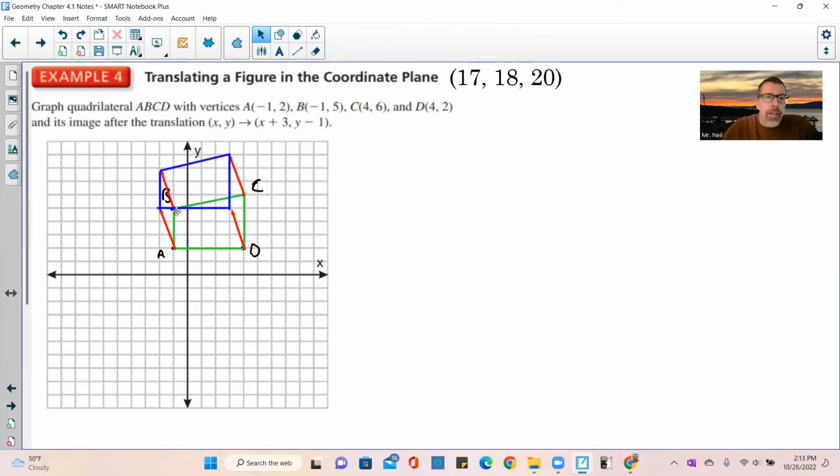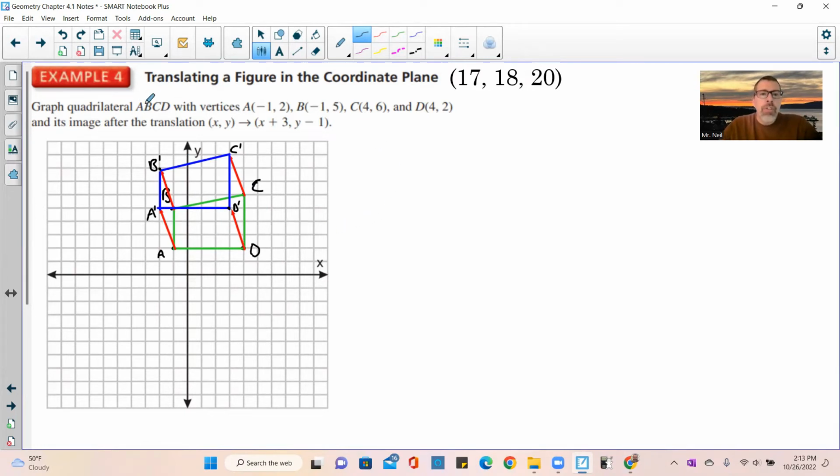Okay, so here's what I did. I took the green ABCD, I moved it up three, left one. So this is A prime, this is B prime right here, this is C prime, and this point right here is D prime. So all my primes are at the terminal end of my vectors, and my initial end contains the four vertices of the pre-image.